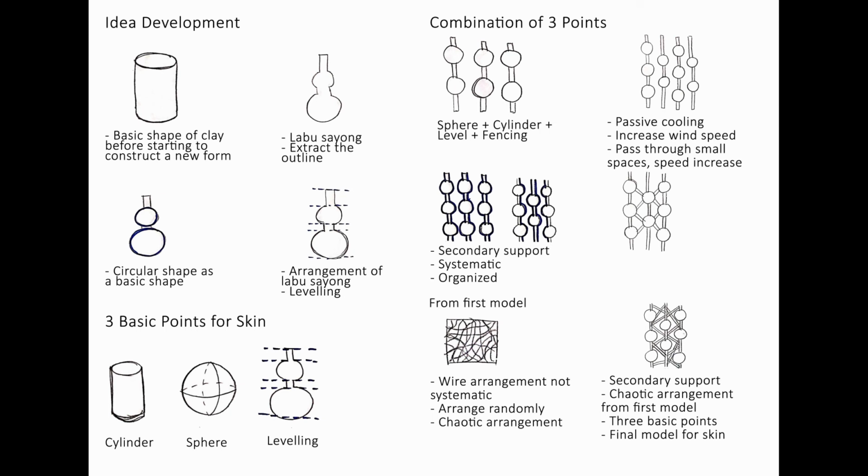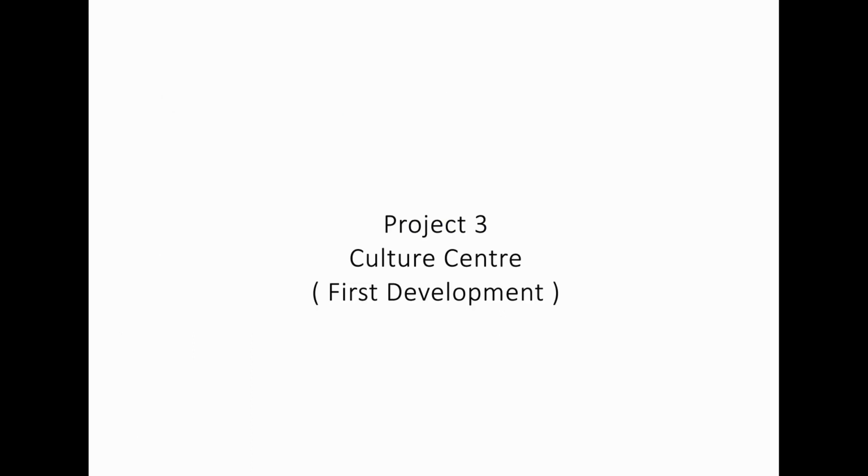So my understanding is that skin is a kind of facade that protects an interior space. It links me to the function of a fence. The final model of my skin combines the chaotic arrangement of the wire from the first model and applies it on the secondary support. For project 3, we need to design a cultural center in Pura Tanjung Sabtu.